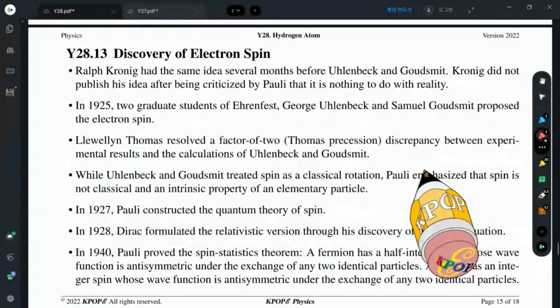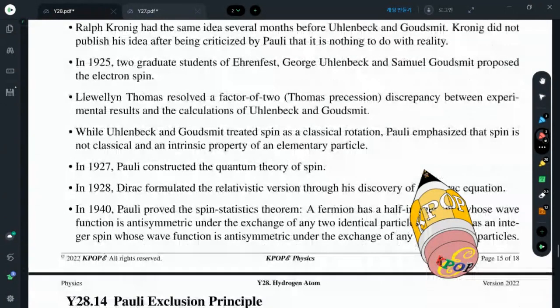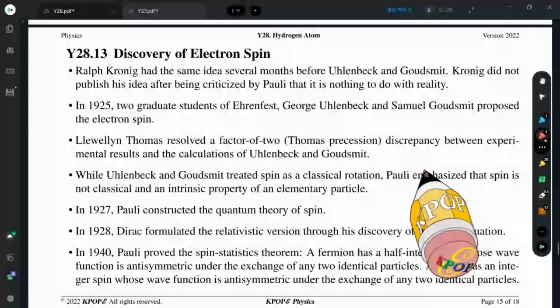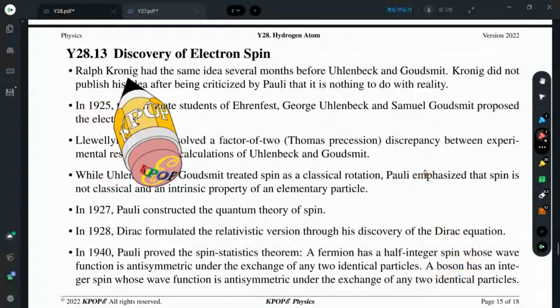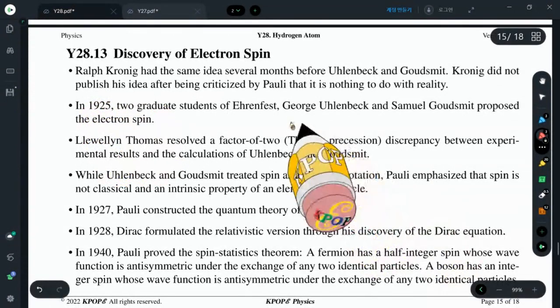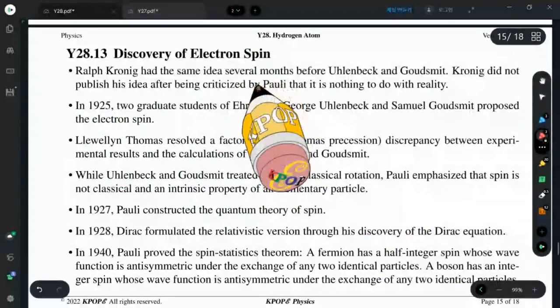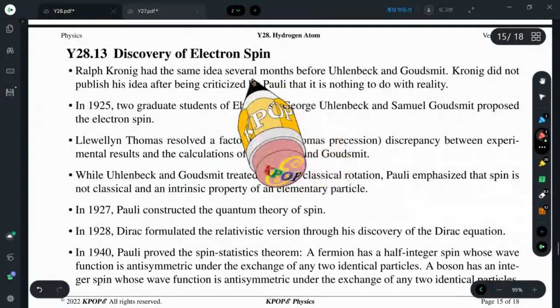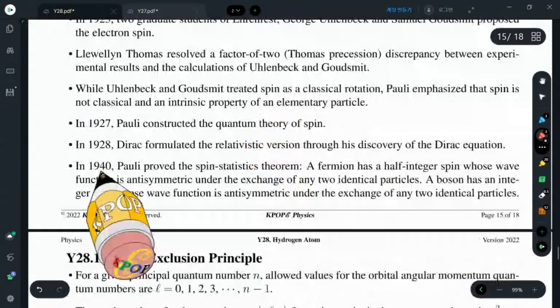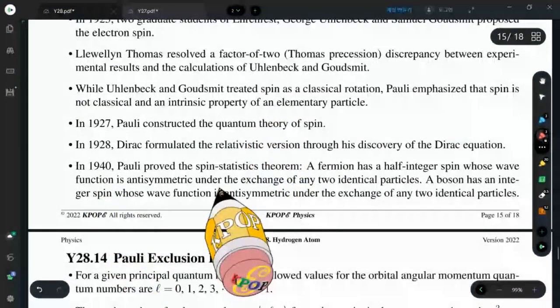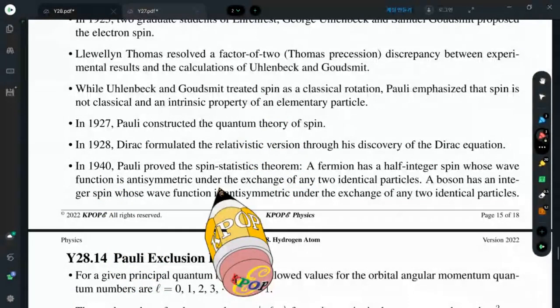And I have listed some history of finding the spin. Actually, this person seems to be comparable to the people who really found the concept of the spin. However, Pauli discouraged him, and then finally he proved the existence of spin, and especially the spin-statistics theorem.